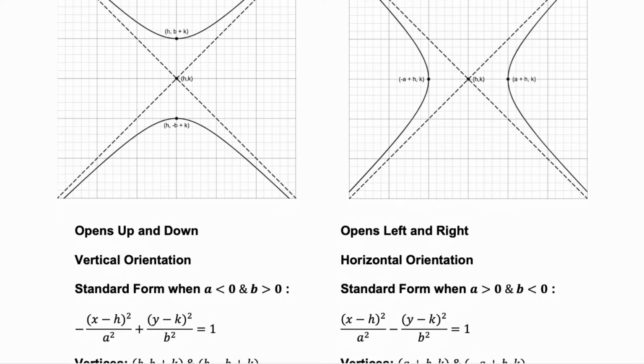And in order to graph the asymptotes, you need to be able to find the center, (h, k). Notice that the center is equidistant between the vertices on those hyperbola graphs.